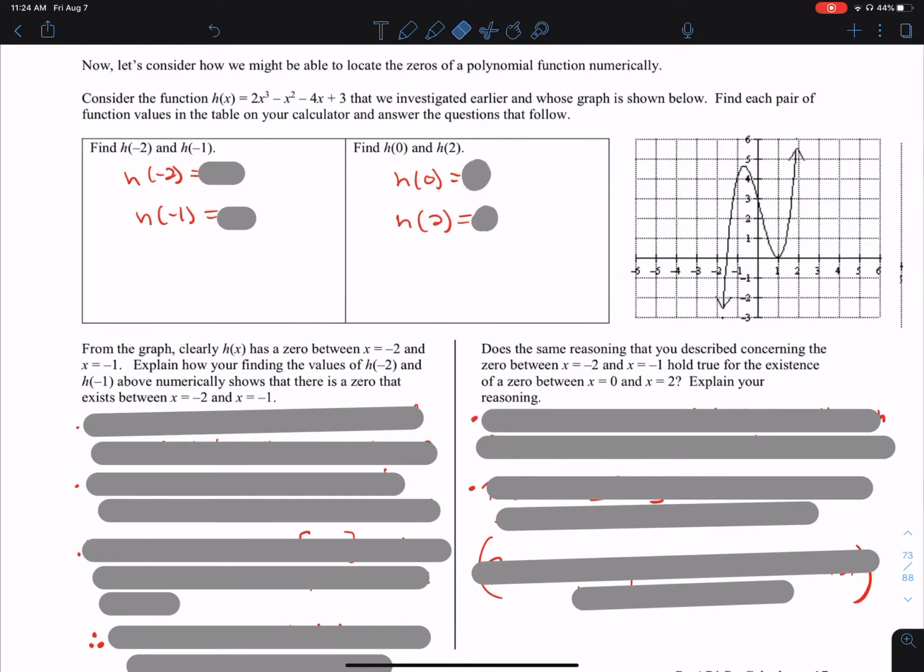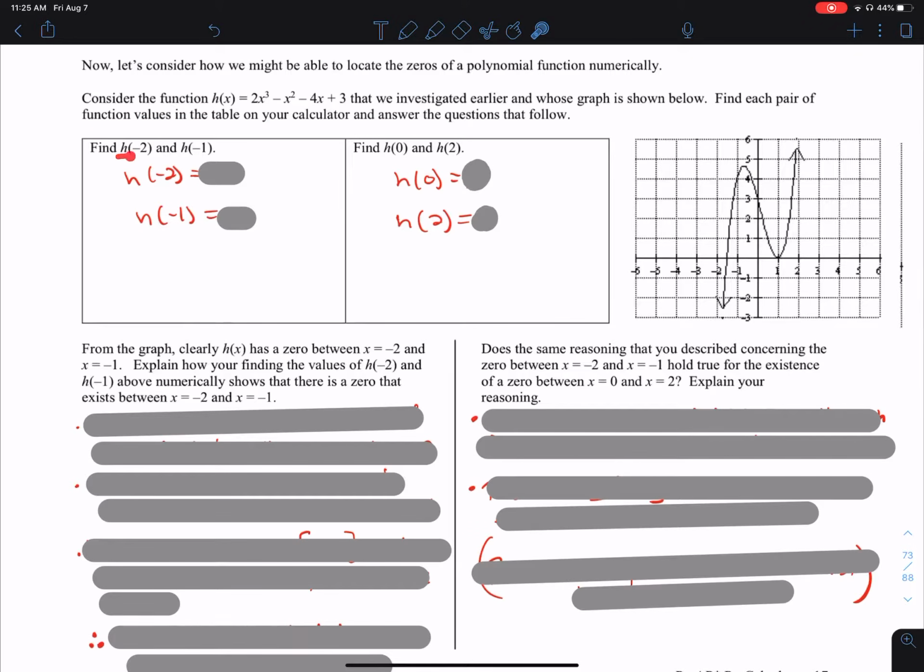This is part 2 of section 3.4 in notes for PreAP PreCalculus, looking at multiplicities and end behavior of graphs. Now let's consider how we might be able to locate the zeros of a polynomial function numerically. Consider this function right here that we investigated earlier, and the graph is shown. Let's find each pair of function values in the table on your calculator and answer the questions that follow.